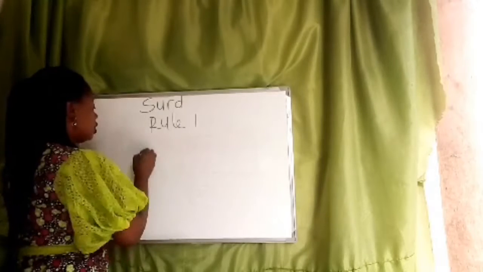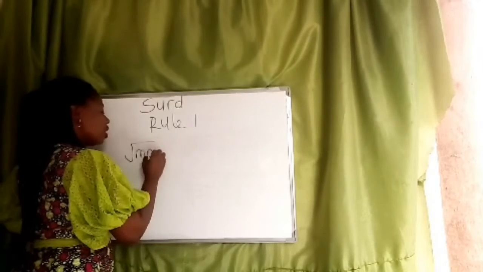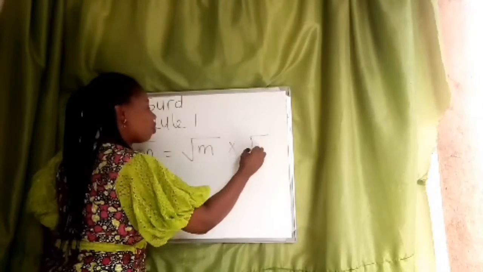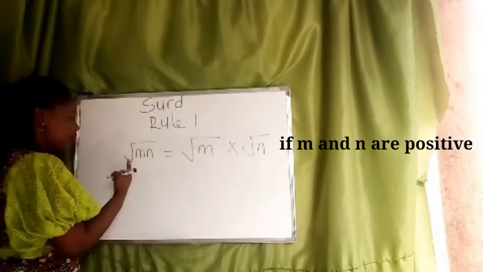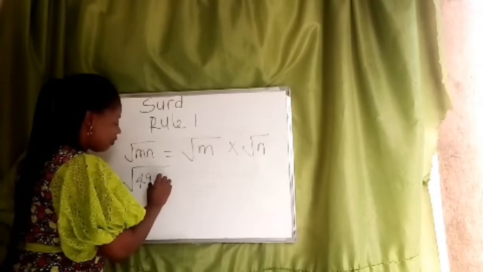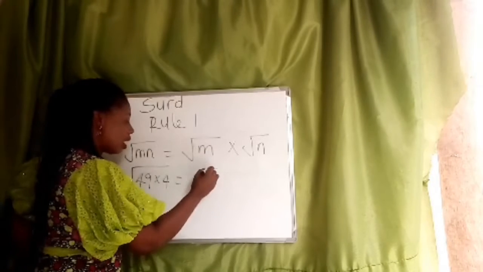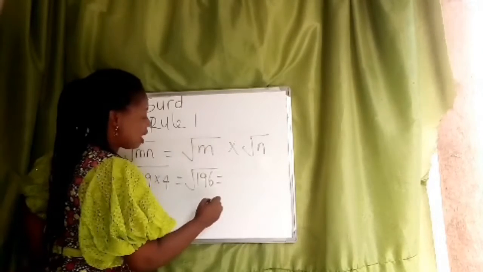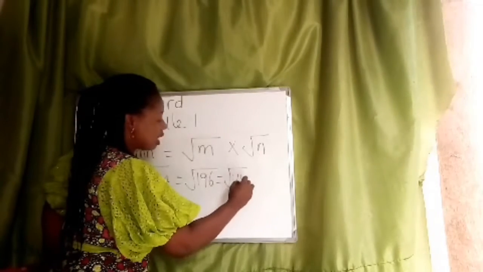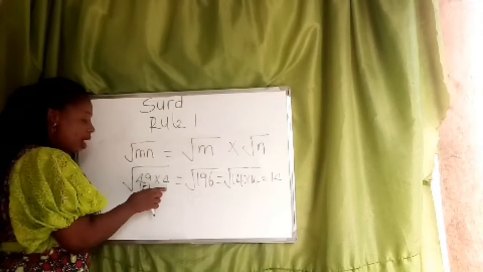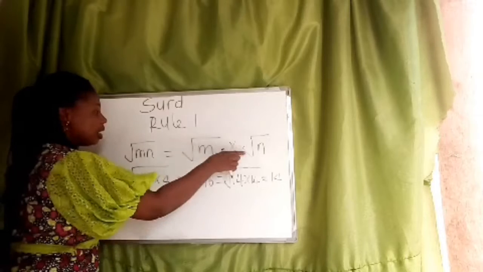Rule 1. The root of mn is equal to the root of m times the root of n. Let's take one example. 49 times 4. If you multiply them together, you have 196, which is the same as 14 times 14. That gives you 14. Now, let us write this same number in this form.